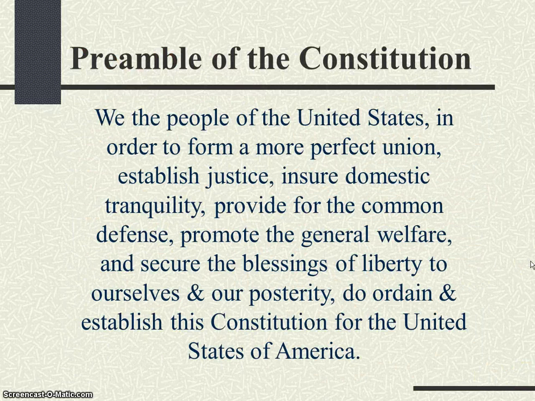Okay, the preamble of the Constitution begins, "We the people of the United States, in order to form a more perfect union, establish justice, ensure domestic tranquility, provide for the common defense, promote the general welfare, and secure the blessings of liberty to ourselves and our posterity, do ordain and establish this Constitution for the United States of America." We'll go over what each part of the preamble means now.